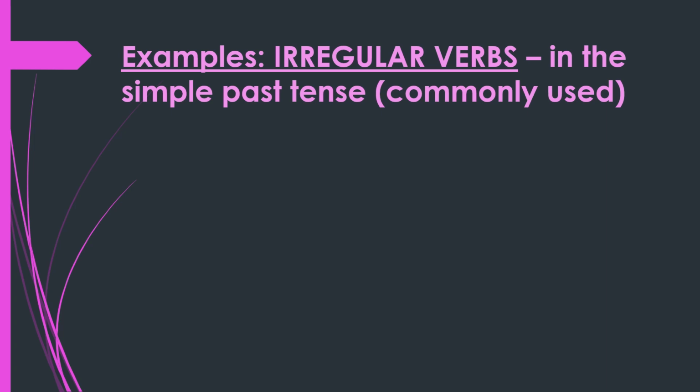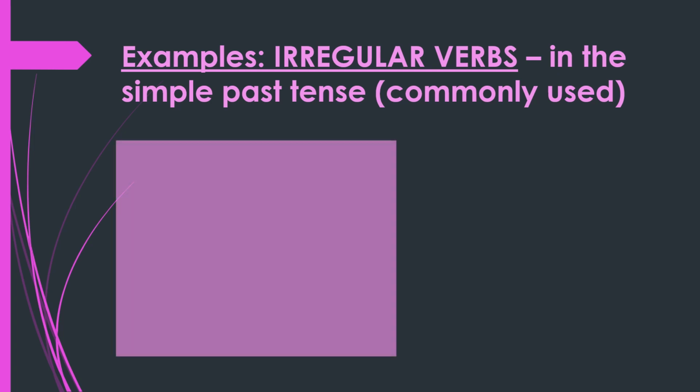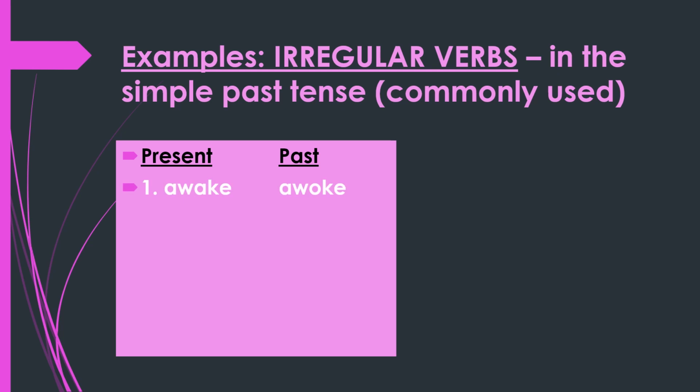Now let us go ahead and see a few examples of irregular verbs in the simple past tense. These are the verbs that are commonly used. Now remember, I told you that these verbs always change their spelling to form the simple past form. Let us see a few examples.